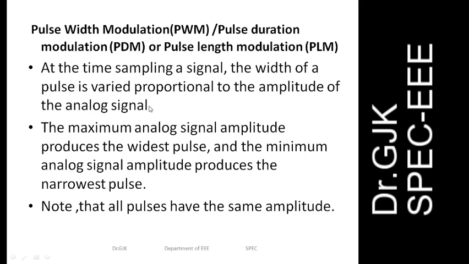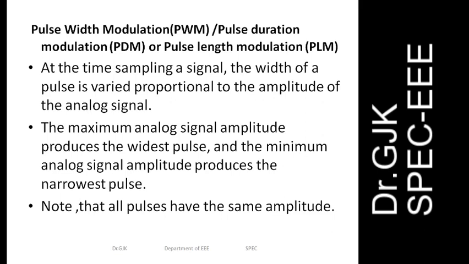So if the amplitude of the analog signal is less, the width of the pulse will be less. Only the width of the pulse will vary. Pulse height or pulse magnitude will not vary. Only the width of the pulse will vary in pulse width modulation. If the amplitude of the analog signal is maximum, the width of the pulse will be maximum. If the amplitude of the analog signal is minimum, then the width of the pulse is less.